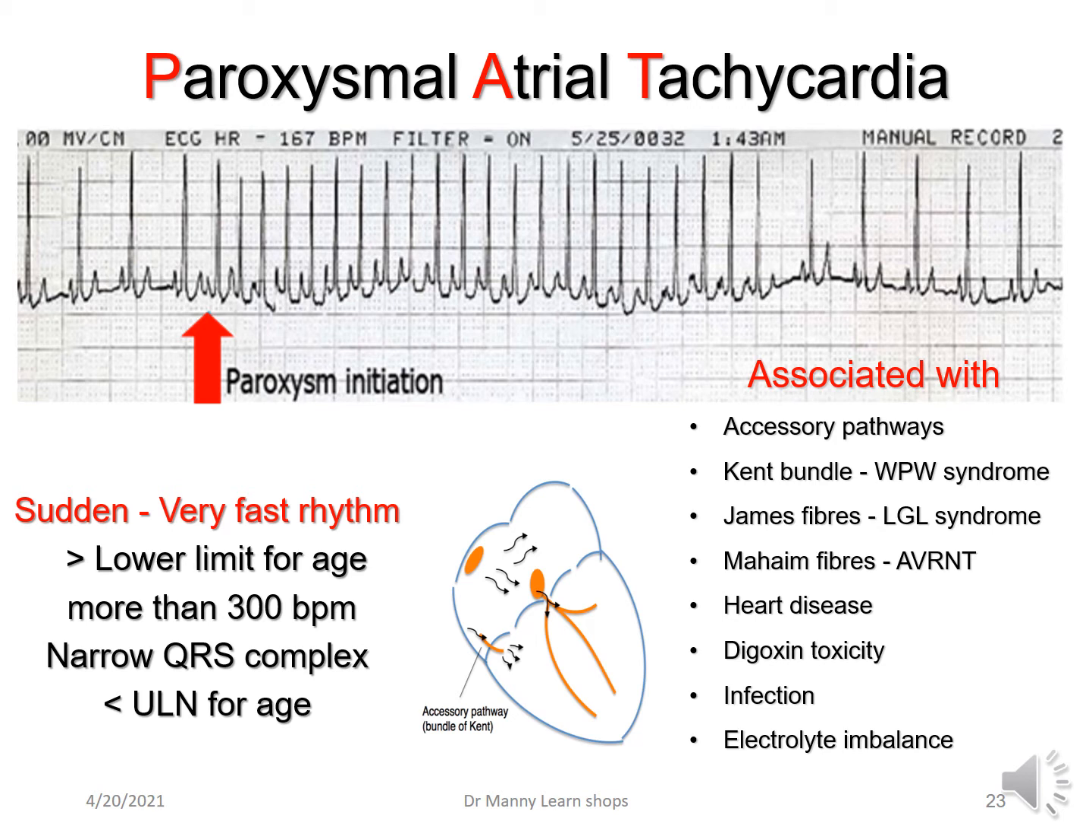It can be related to heart disease and digoxin toxicity. Digoxin toxicity can mimic any dysrhythmia, from sinus bradycardia right through to ventricular tachycardia. It can be related to infections or electrolyte imbalances such as magnesium and potassium.